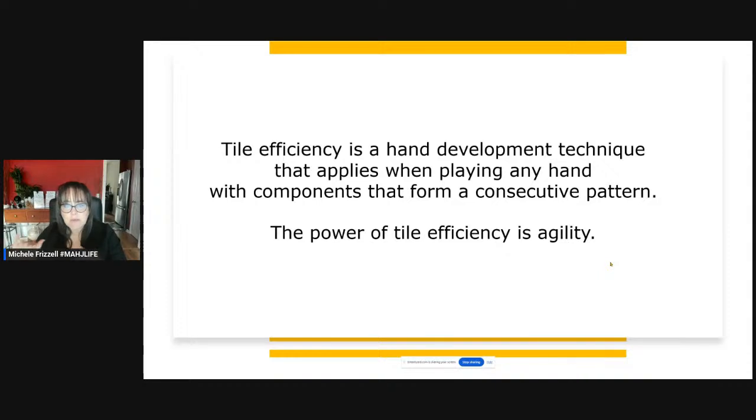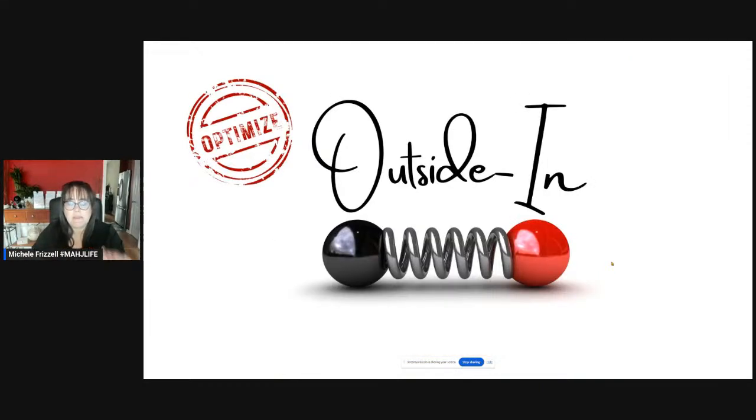And when you think about those things, you want to consider tile efficiency. The idea with tile efficiency applies to consecutive runs, the consecutive run category. There's power in tile efficiency because there's just this built-in fluidity or agility. You can go up or down that 9-number range. And this is where the tactic called outside in comes from.